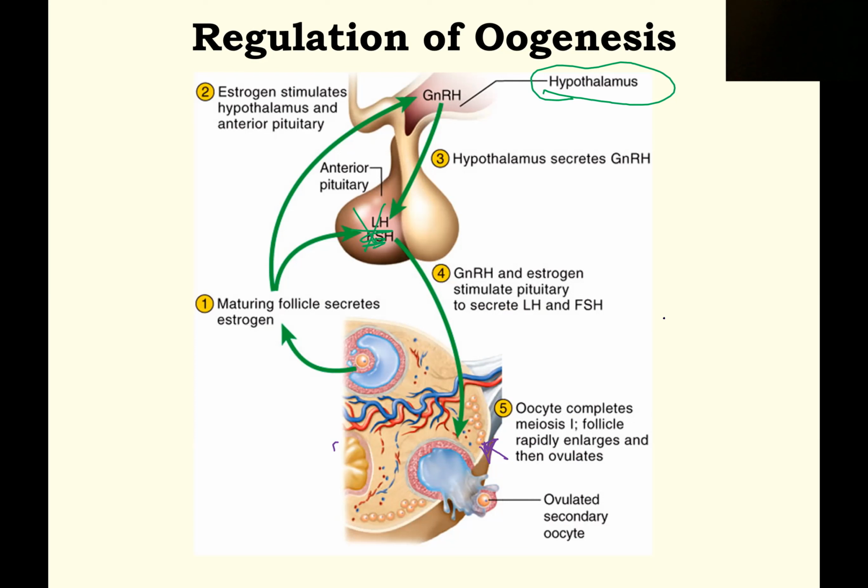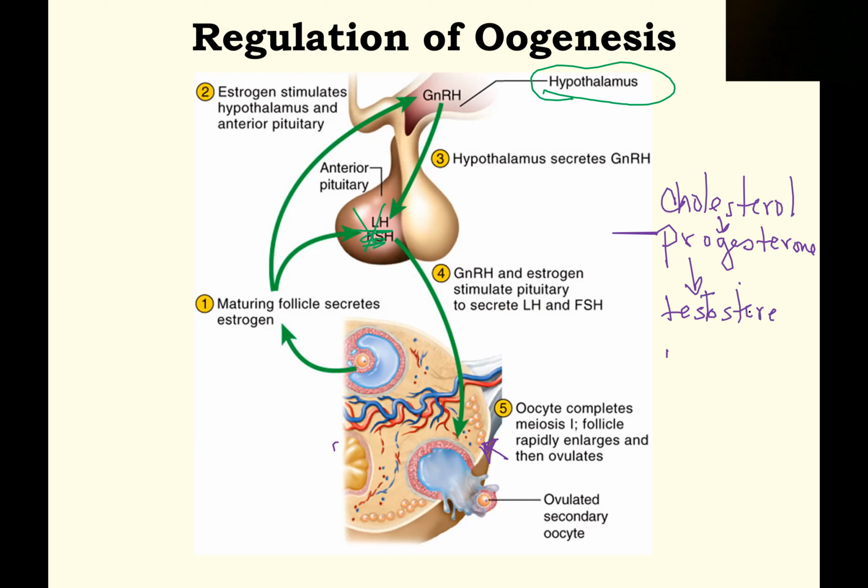Keep in mind, back in the endocrine system, that we convert cholesterol into progesterone first. Then we convert progesterone into testosterone. And then you convert testosterone into estrogen, or the active version, which is estradiol.